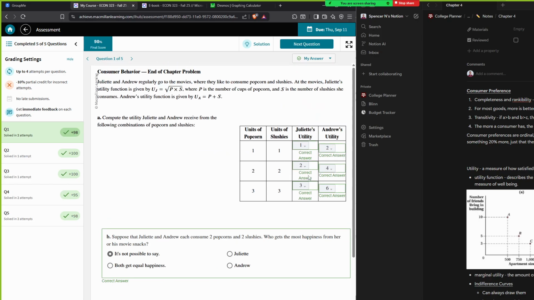You can't just look at this and say that just because Juliet's utility is 2 and Andrew's utility is 4 doesn't mean that Andrew had more fun than Juliet. So Juliet's ranking would be she had the most fun here, second most fun here, third most fun here, right? Because 3 is more than 2 is more than 1. And then same thing for Andrew, you can rank them, but you can't compare them between the two people, right?